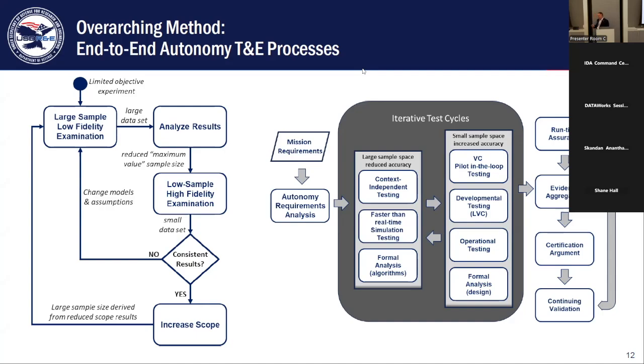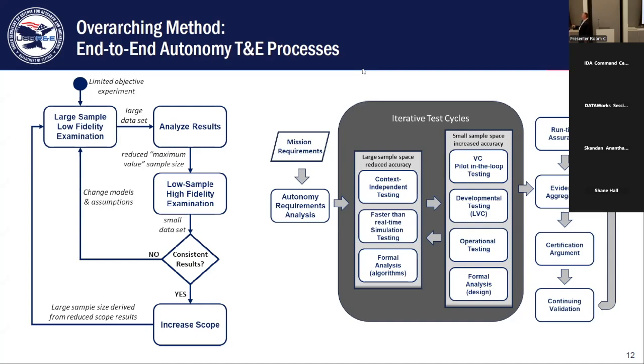So the idea here is that there's a ton of stuff to test. We talked about test adequacy. And how do you do it? You start with a limited objective. And the limited objective could be a small set of environmental or other scenario parameters. It could be a limited objective as far as the tasks or capabilities being tested in the system. You start with a small experiment, right? And you're going to do a large sample, low fidelity examination first. So think simulation, probably, although it doesn't have to be simulation. And that low fidelity test is going to give you a bunch of data, and you're going to analyze the results.